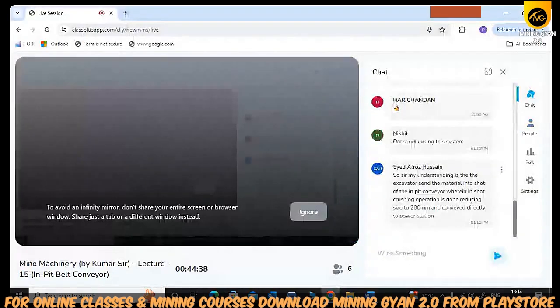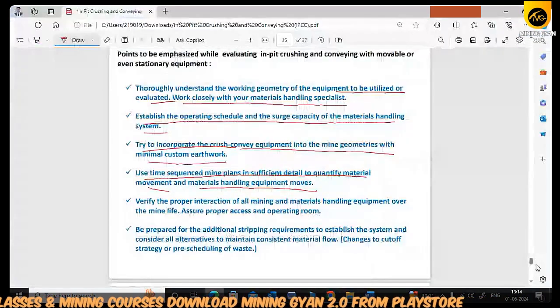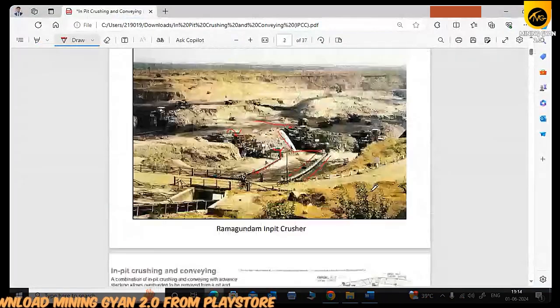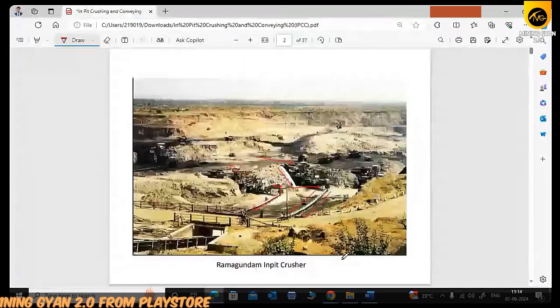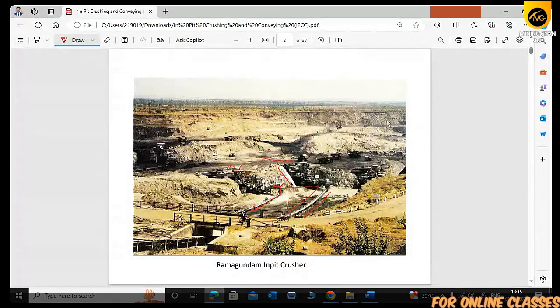Yes, in India, in Ramagundam mines, Nikhil, you see in my first slides I have put the Ramagundam photographs. Ramagundam in-pit crusher. This slide is for Nikhil. This is situated in the Godavarikhani district. Ramagundam open cast mine is situated under the Singareni Collieries Company Limited, SCCL.